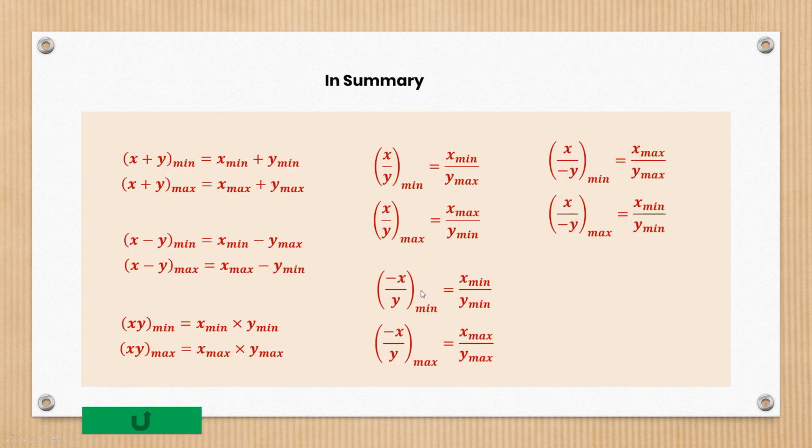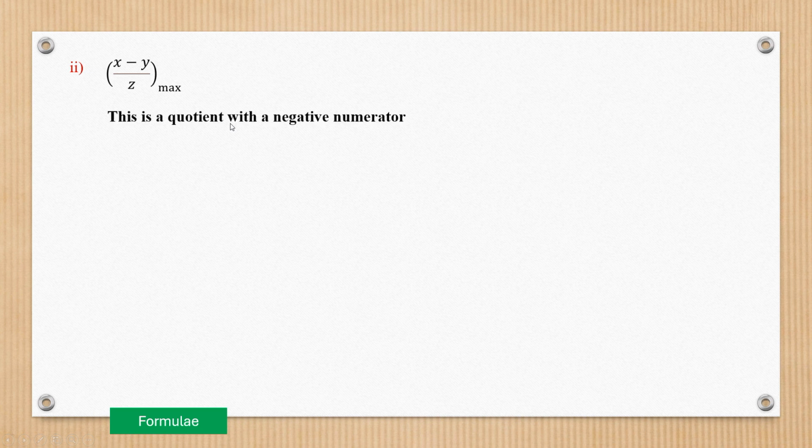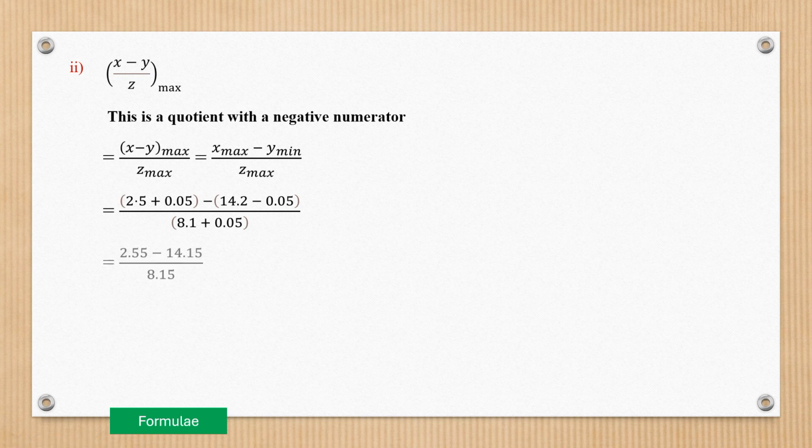Now when I go to part 2, I'm dealing with (x minus y) over z, and I'm finding the maximum. Now remember, there we're dealing with a negative, so that means I'm looking at a maximum over a maximum, as you can see right here. So because it's a quotient with a negative numerator, I'll have maximum over maximum. Then when I'm dealing with subtraction, the maximum shall be x max minus y min over this z max. So this is what I have when I plug in the values, and then the answer shall be negative 1.423 to 3 decimal places.